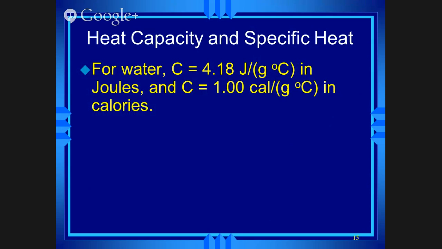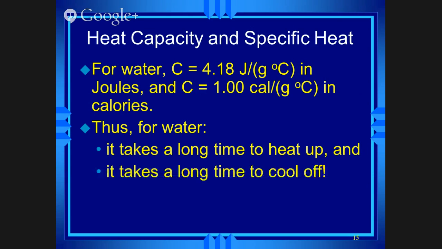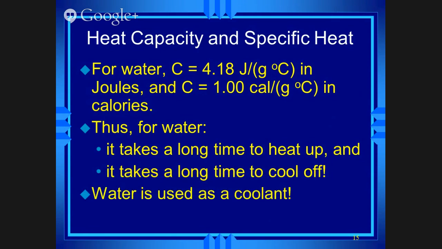Again, it can be 4.18 joules or 1 calorie per gram degree Celsius. As for water, it takes a long time to heat up and a long time to cool off. Water is used as a coolant, including in nuclear power plants, which get very, very hot.